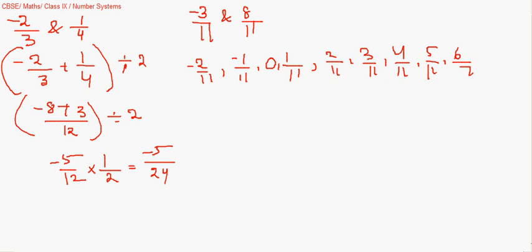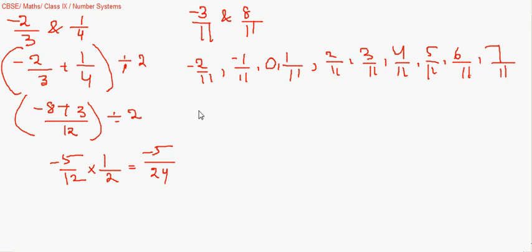Oh, I made a mistake: 6 by 11 and 7 by 11. So I got 1 2 3 4 5 6 7 8 9 10 already. This question already had a common denominator.